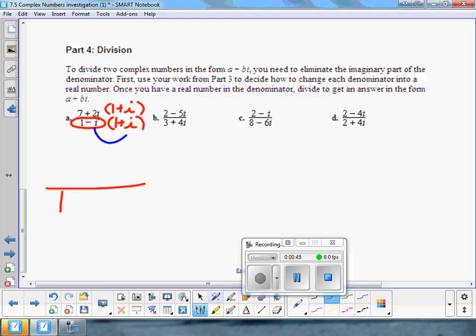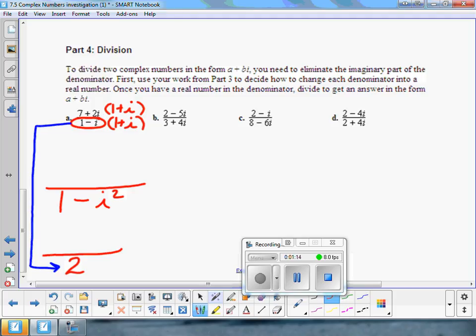When you do last times last, you'll have negative 1i squared. We've been discussing how i squared is the same as negative 1. So the denominator is actually 1 minus negative 1, which is 1 plus 1, or 2. So it turns this complex denominator into the real number 2.